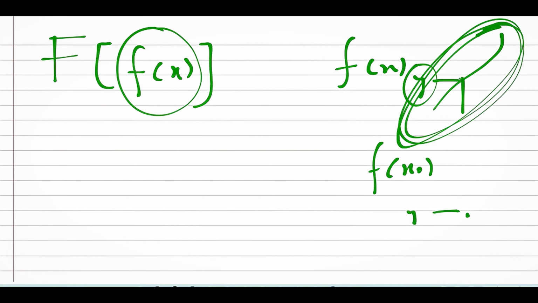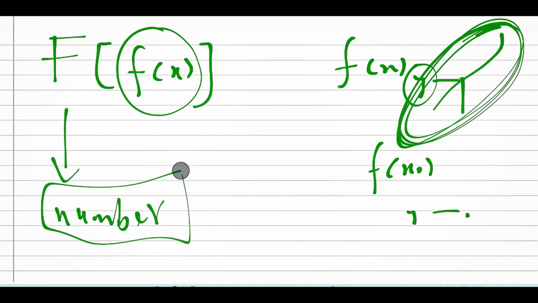However, here we take all values of f of x at all values of x as input, and we get a single number as output. And that's the beauty of functionals. It takes as argument the function, the whole trajectory. Okay, keep that in mind, and it gives out a number.